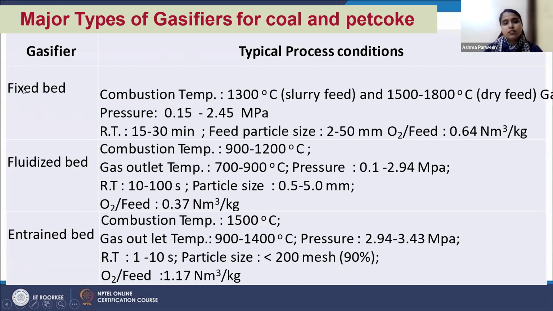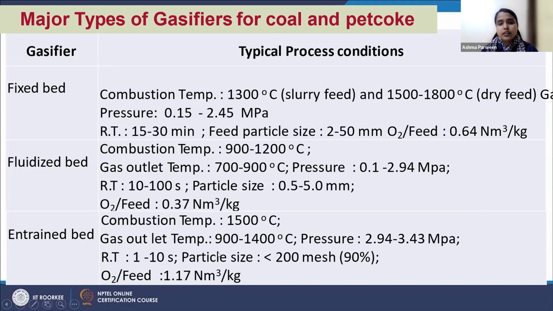So first is fixed bed. These three differ in their combustion temperature, how much pressure is required in the reactor, what is the particle feed size, and what is the retention time. Maximum temperature is in fixed bed, but here we can feed the particle size between 2 to 50 mm. But in fluidized bed reactor, the combustion temperature and particle size are relatively less, because the biomass as well as the air which we provide are both in continuous motion. That's why the particle size is kept smaller here.